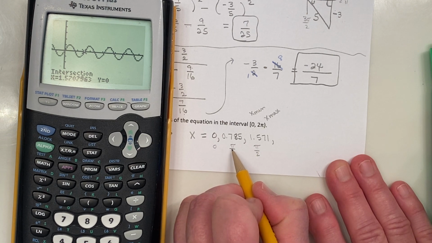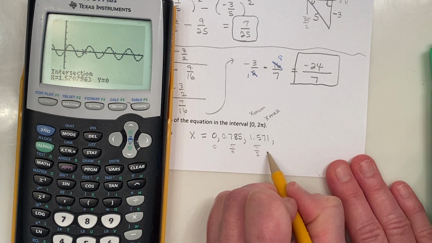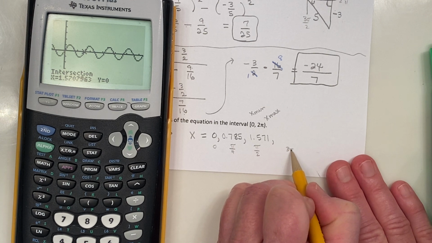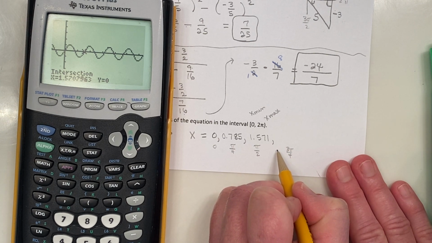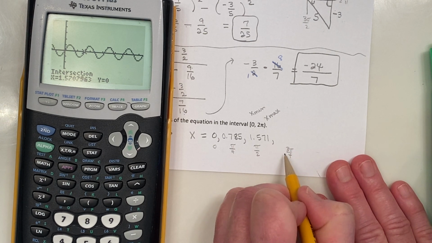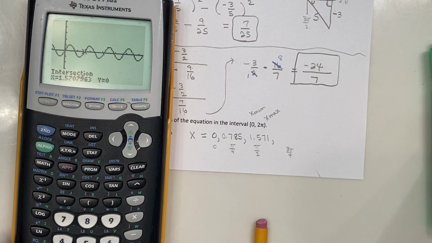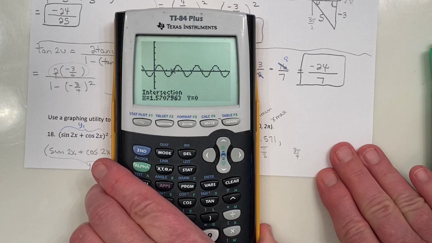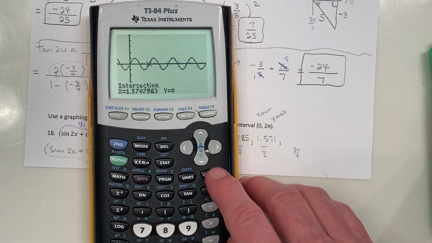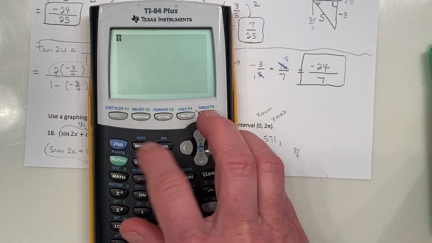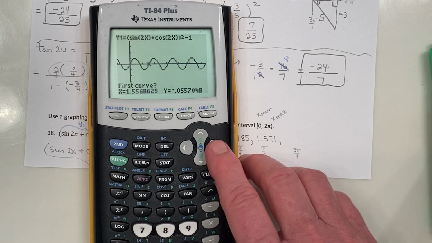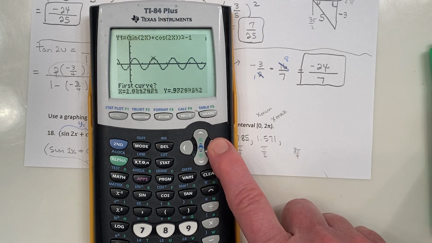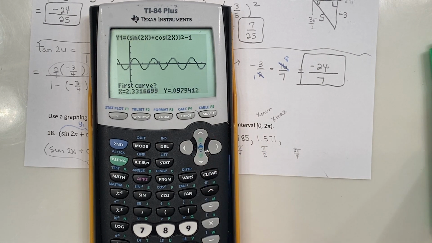1 pi over 4, 2 pi over 4. My prediction is that the next solution will be 3 pi over 4. If you change that to a decimal, I think you get 2.356. So let's confirm that that's the next decimal approximation by doing our intersection again. 1, 2, 3. 2.356. Yep.